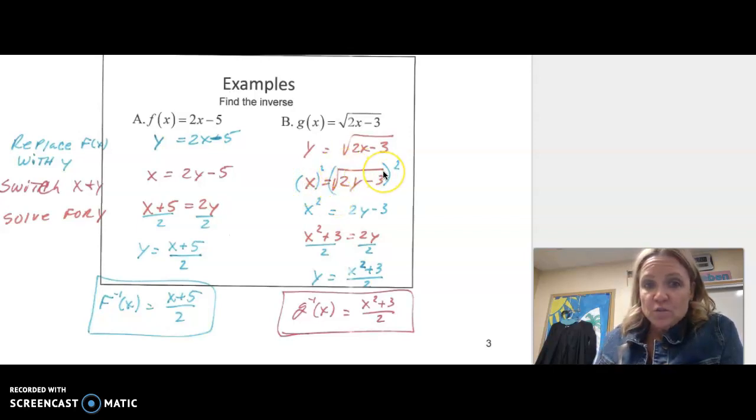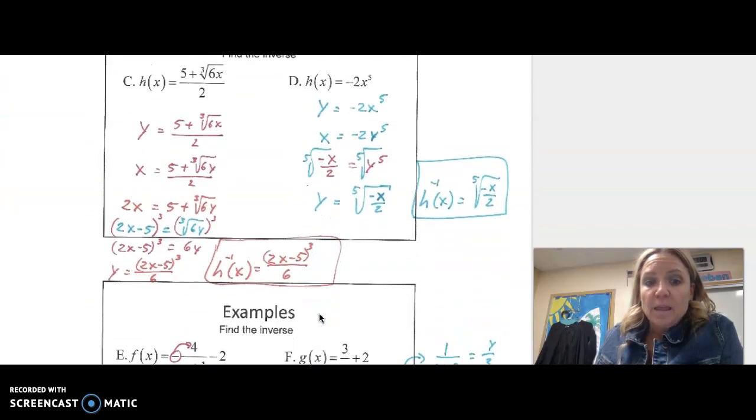So to undo this square root, we actually square both sides. And the squaring and the square root cancel each other. That leaves us with the inside expression, which is 2y minus 3. And now we have x squared over here. The inverse operation of subtracting 3 is adding 3, so I added 3 over here. And then the inverse operation of multiplying by 2 is dividing by 2. So we end up with y equals x squared plus 3 over 2. And then the very last step is just to use this fancy notation. So change the y to the inverse of g of x.